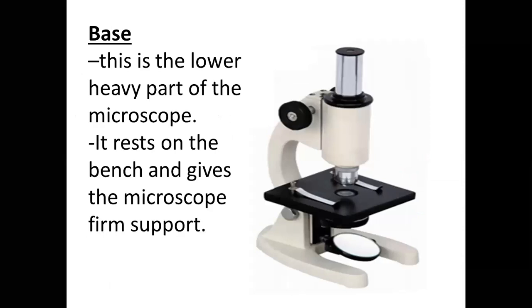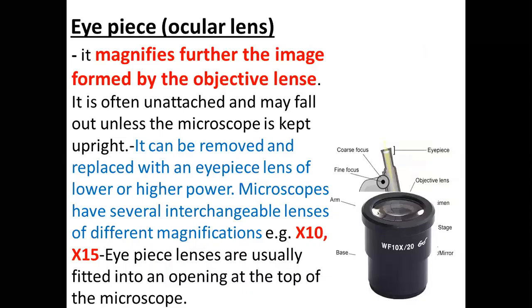I want to encourage everybody, please, take these nitty-gritties into context of your revision. It will empower you more. Eyepiece, or eyepiece lens, or ocular lens. When you talk of eyepiece lens or ocular lens, it magnifies further. Look at that. The reason why I've highlighted it in red is that most students don't take those details into account. It magnifies further the image formed by the objective lens.